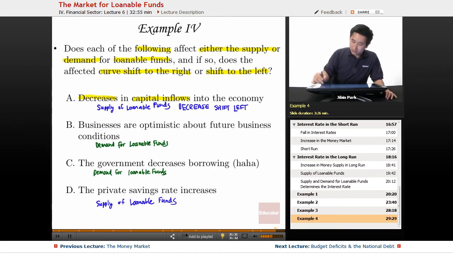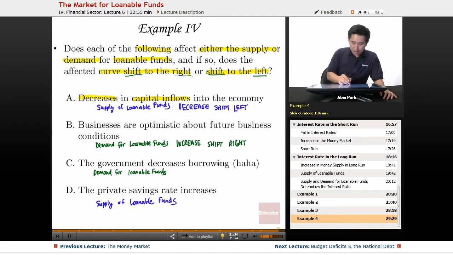Okay. Now businesses are optimistic about future businesses. So they're optimistic, so the demand is going to increase. So it's going to increase. And therefore increase, and again, they want to know if it shifts, which way it shifts, to the left or to the right.